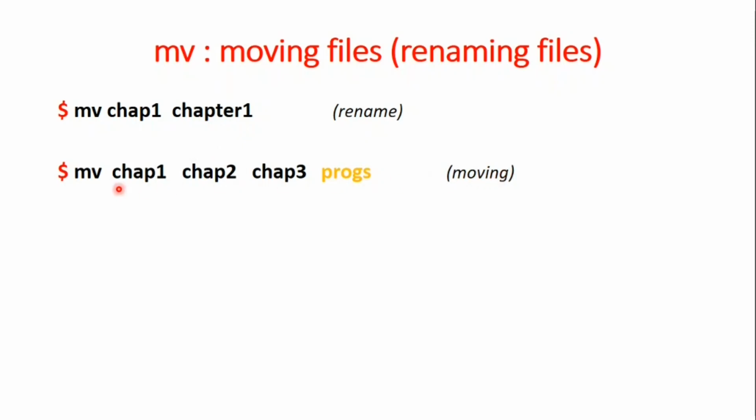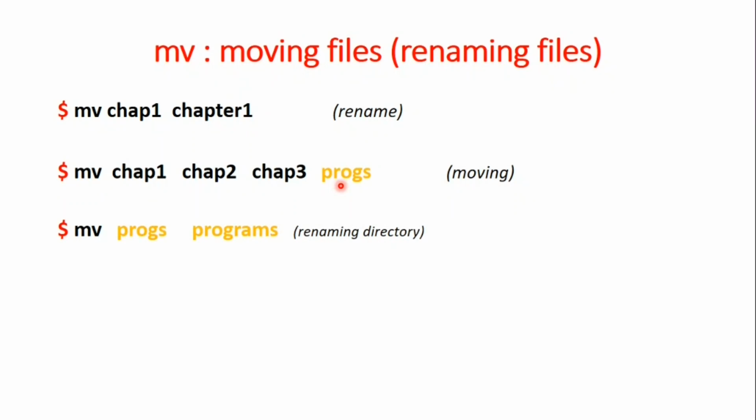Now we are performing a moving operation. If I specify multiple file names to the mv command, it performs a moving operation. So what is moving? Moving I can relate to a cut-paste operation. chap1, chap2, chap3 are the file names, and one important condition is the final argument should be a directory name. So here procs is a directory. The files chap1, chap2, chap3 will be moved from the current working directory to procs. So it's like removing chap1, chap2, chap3 and pasting them in the directory procs.